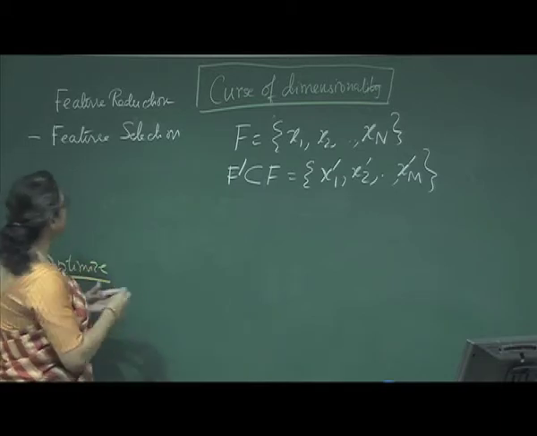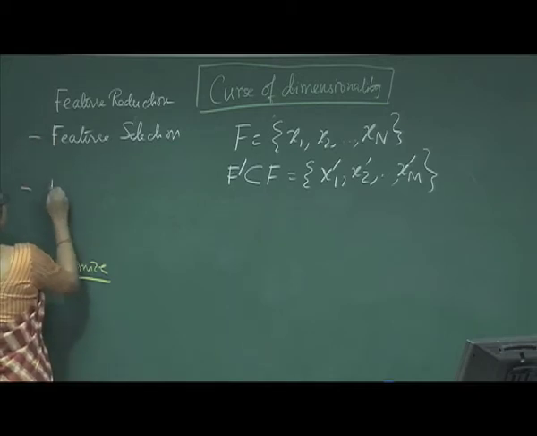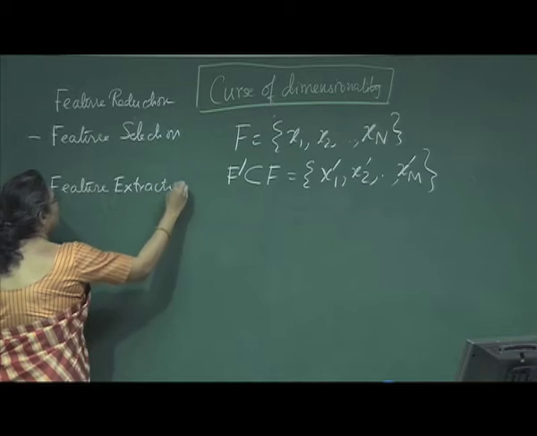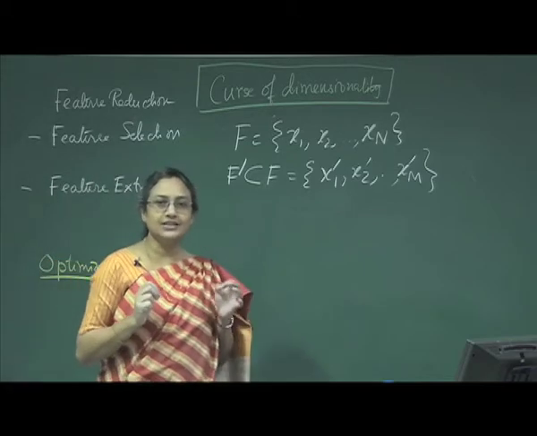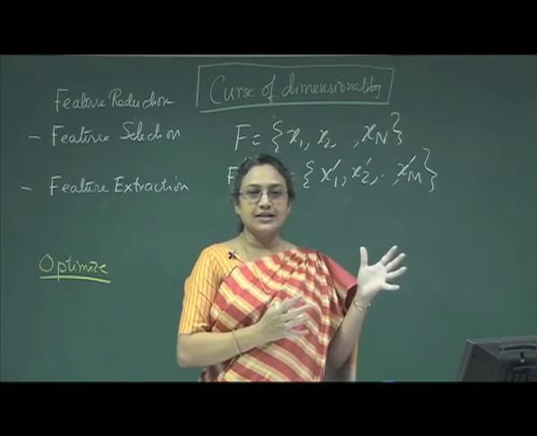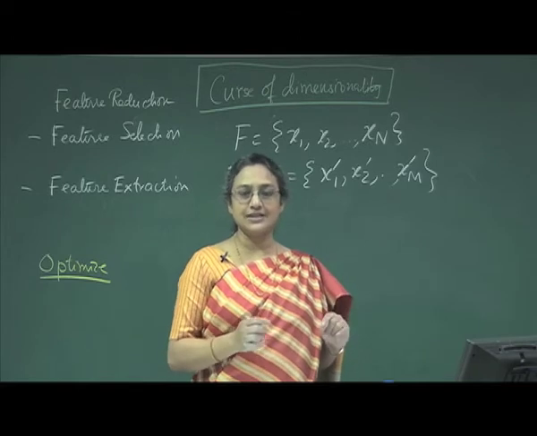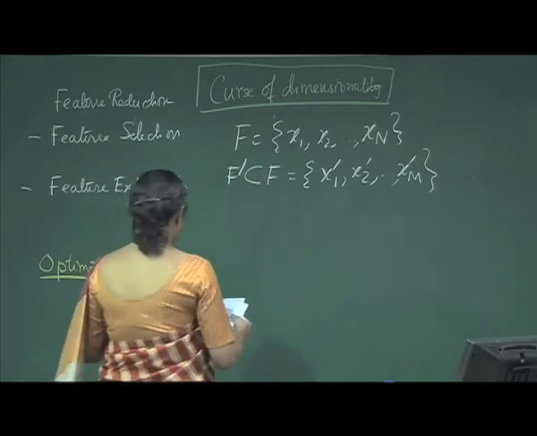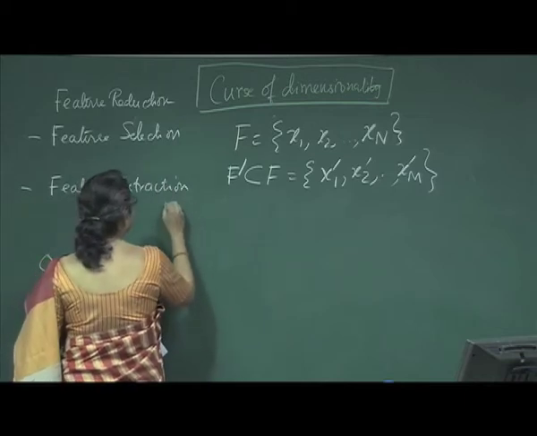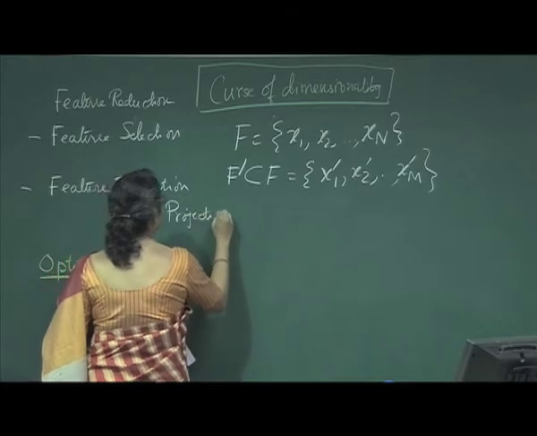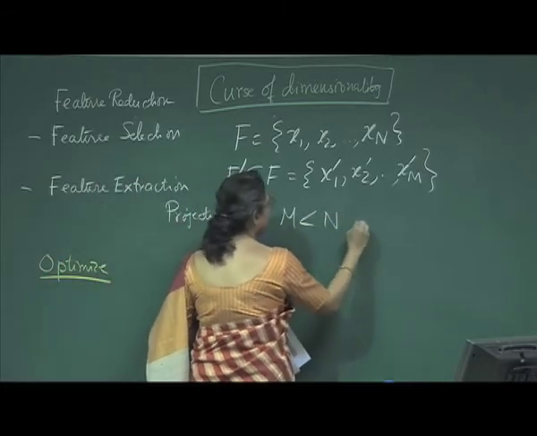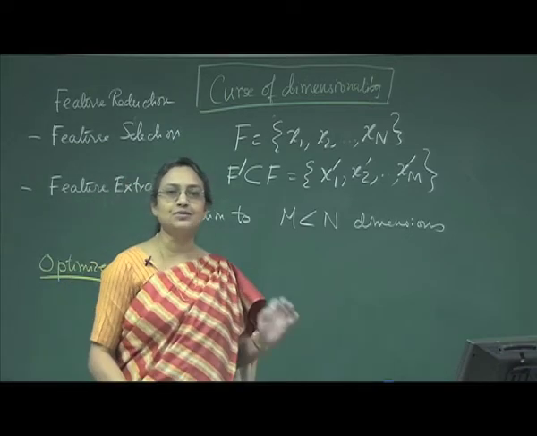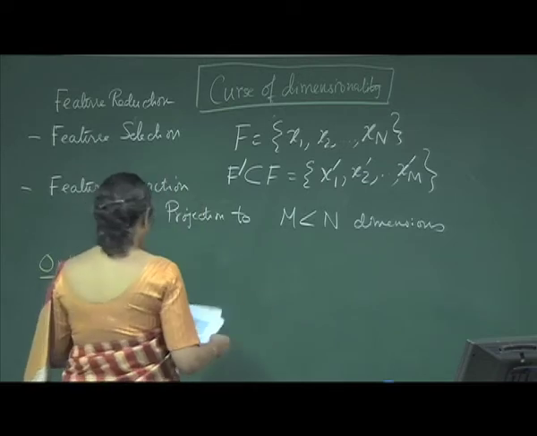So think about it. First we'll talk about the other method of feature reduction, which is called feature extraction. We will talk about feature extraction in the next class, but what feature extraction does is that it transforms or projects the original set of features into a new subspace which has a smaller number of dimensions, to m less than n dimensions. Whereas in feature selection, you select a subset of the features.